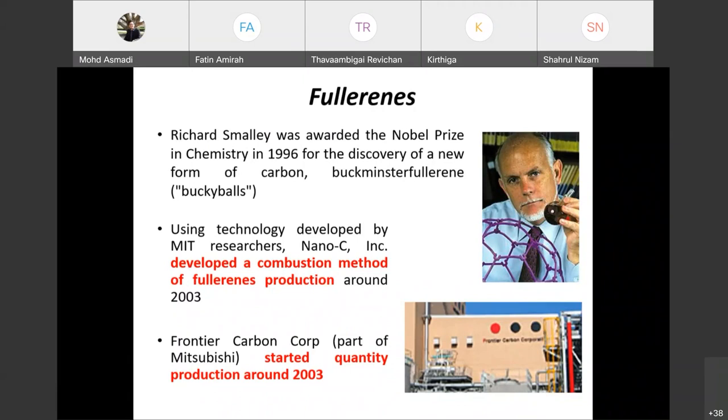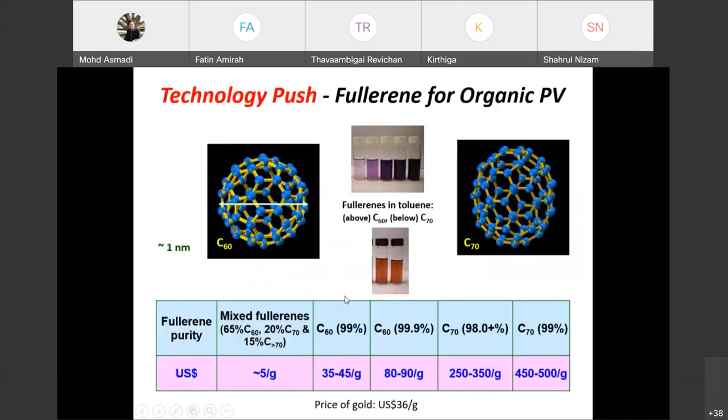So this one is fullerene. The founder is Richard Smalley, who won the Nobel Prize in 1996. He discovered a new form of carbon, which we call buckyballs of fullerenes. The technology was developed by MIT researchers, and it has been commercialized since 2003, I think. So this is what we call technology push.